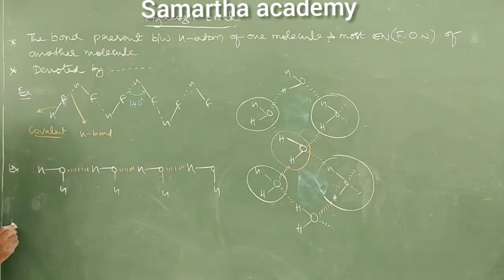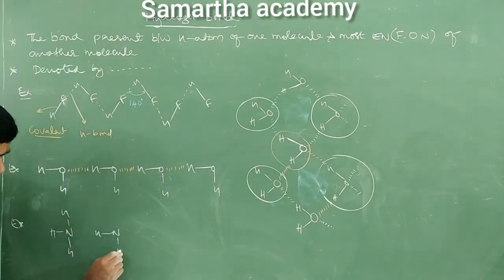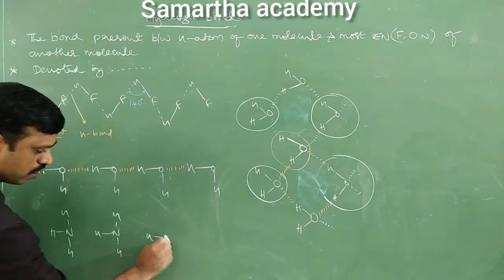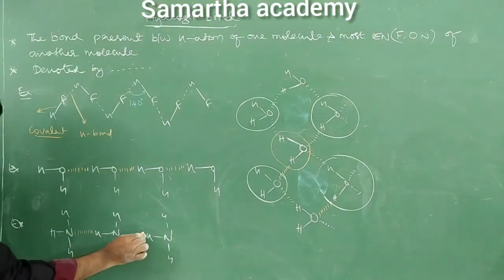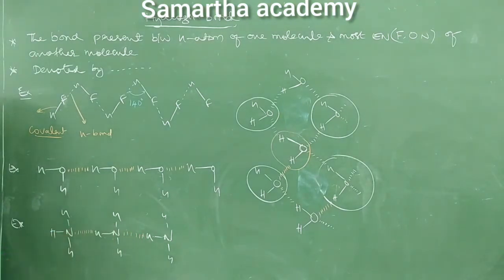Next, one more example, ammonia. In an ammonia molecule, come on, tell me. In an ammonia molecule, the hydrogen atom of one molecule and the nitrogen atom of another molecule, so there is a hydrogen bond.